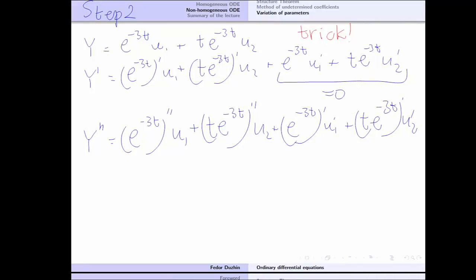So now I want to calculate... I want to ensure that y double prime plus 6y prime plus 9y should be equal to t squared. But first let me calculate the left hand side. So y prime and y double prime are here, but it's going to be a bit tricky. So let me look at this column first.